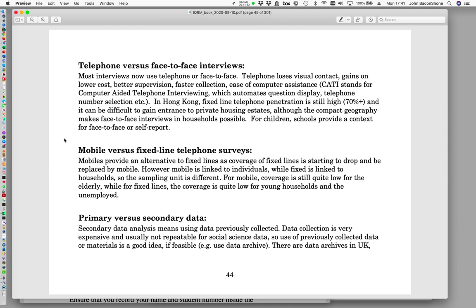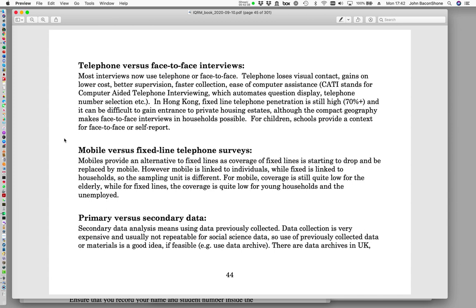So what about mobile versus fixed? Fixed line penetration in Hong Kong is still about 70%, which is very high by world standards. But mobile penetration is close to 100%. So there's very few people now who do not have mobile phones. It is still a little low for the elderly, but increasingly their children have given them a mobile smartphone to look after, even if they just use it for WhatsApp. And fixed line coverage is quite low for young households, in the sense of newly formed households and the unemployed, because fixed lines are now more expensive than mobile.